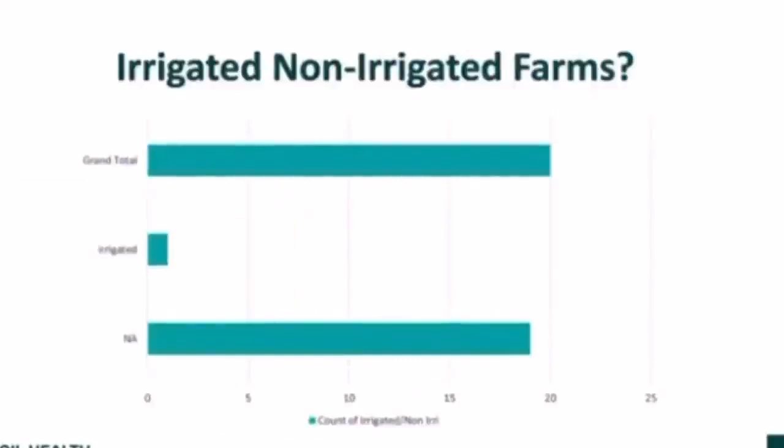Irrigated and non-irrigated farms: I noticed with my research that only one search showed that the farms were irrigated. Nearly all the searches that I found said that it didn't specify whether it was irrigated or not. And I thought it was very shocking, because when you're dealing with soil moisture, you really want to know if a farm is being irrigated or not. So I was disappointed in that.